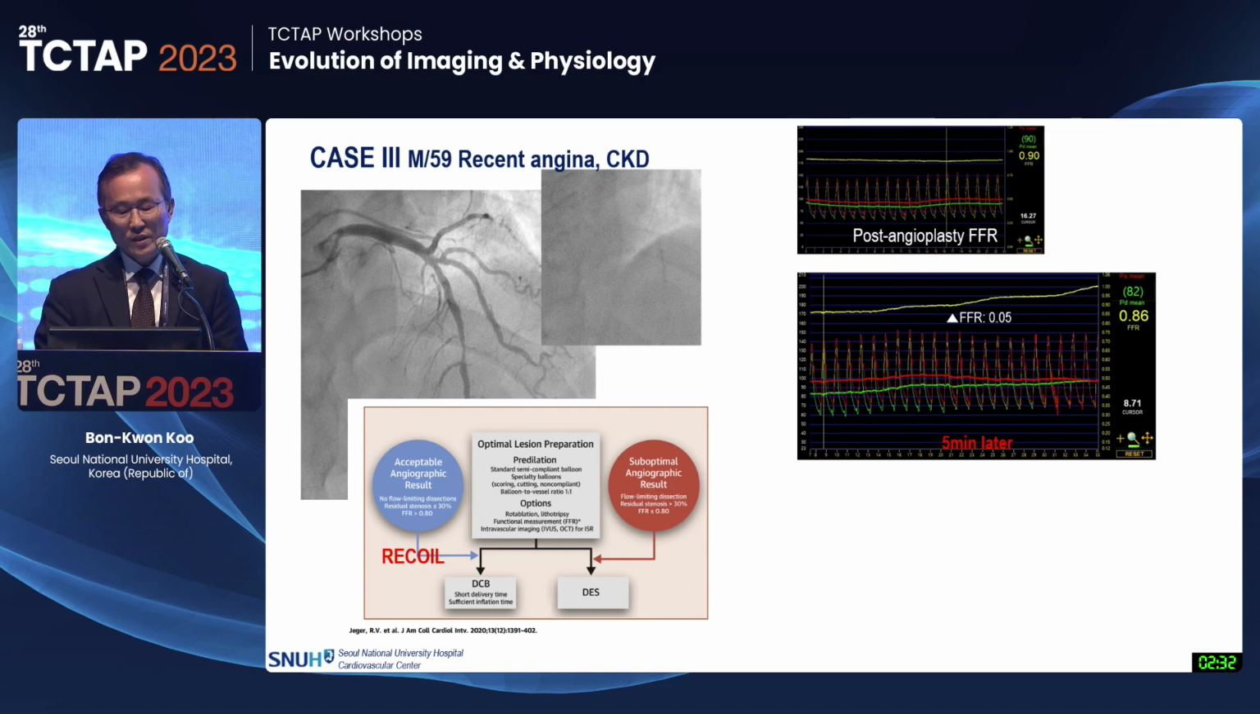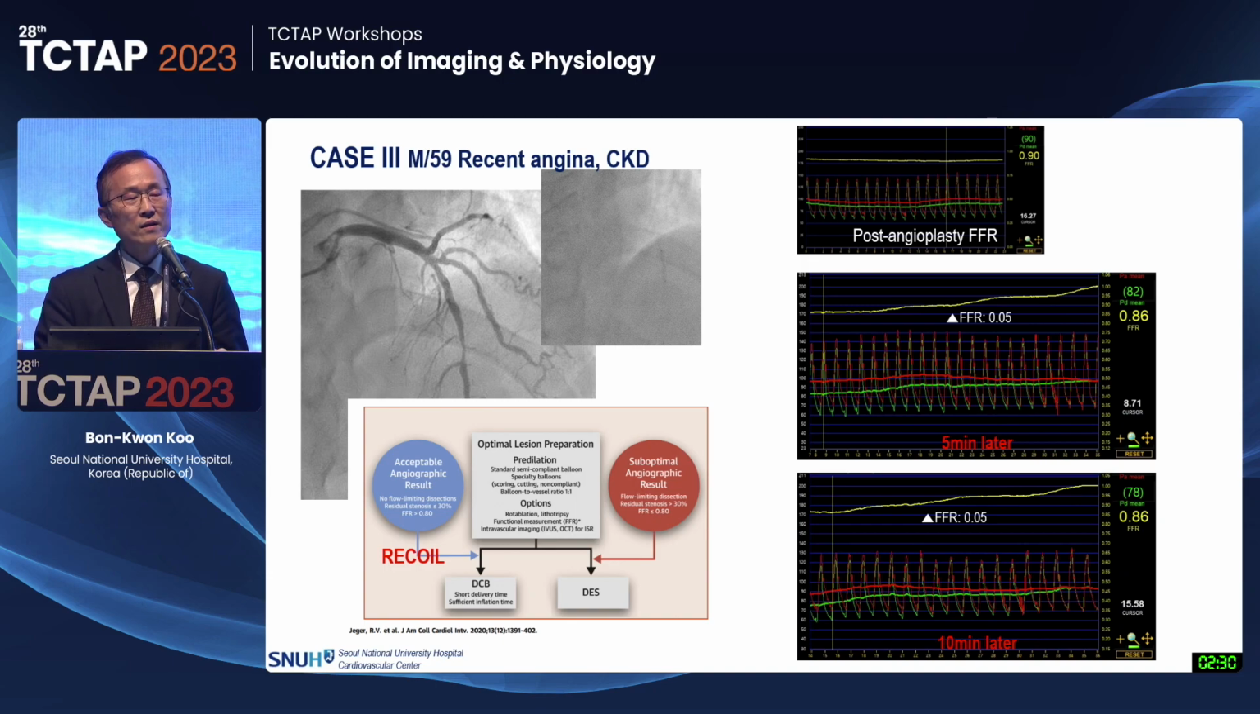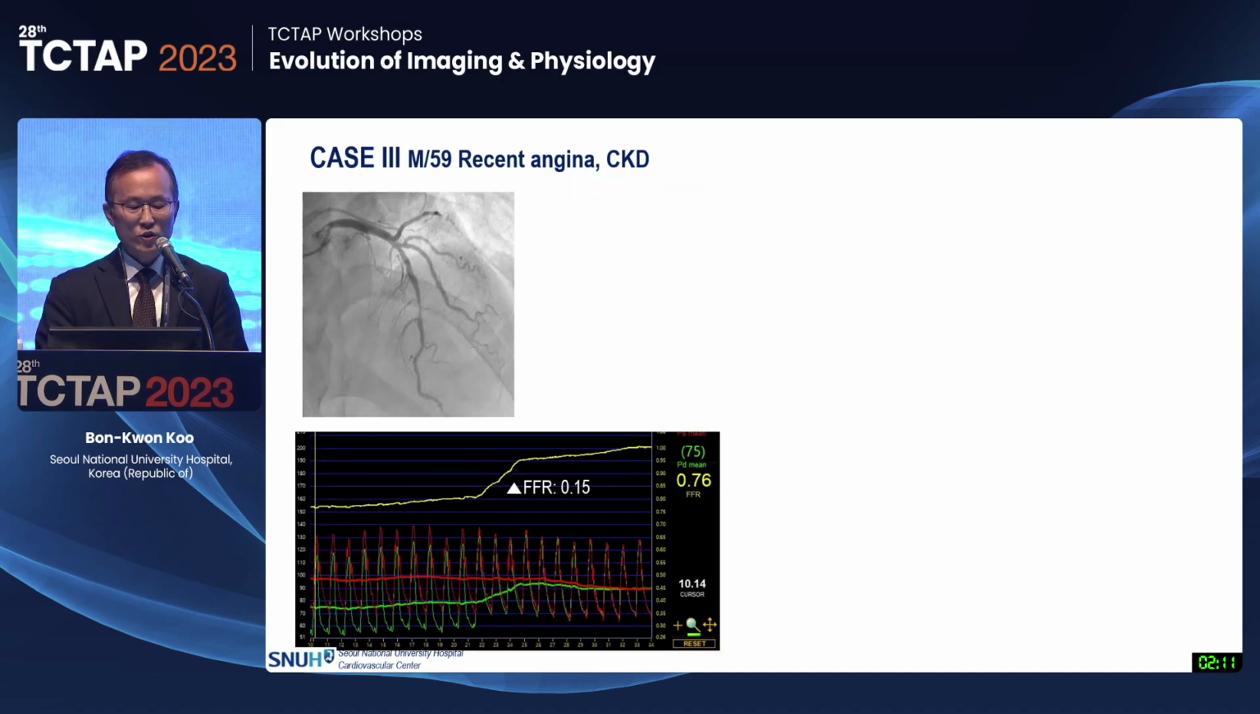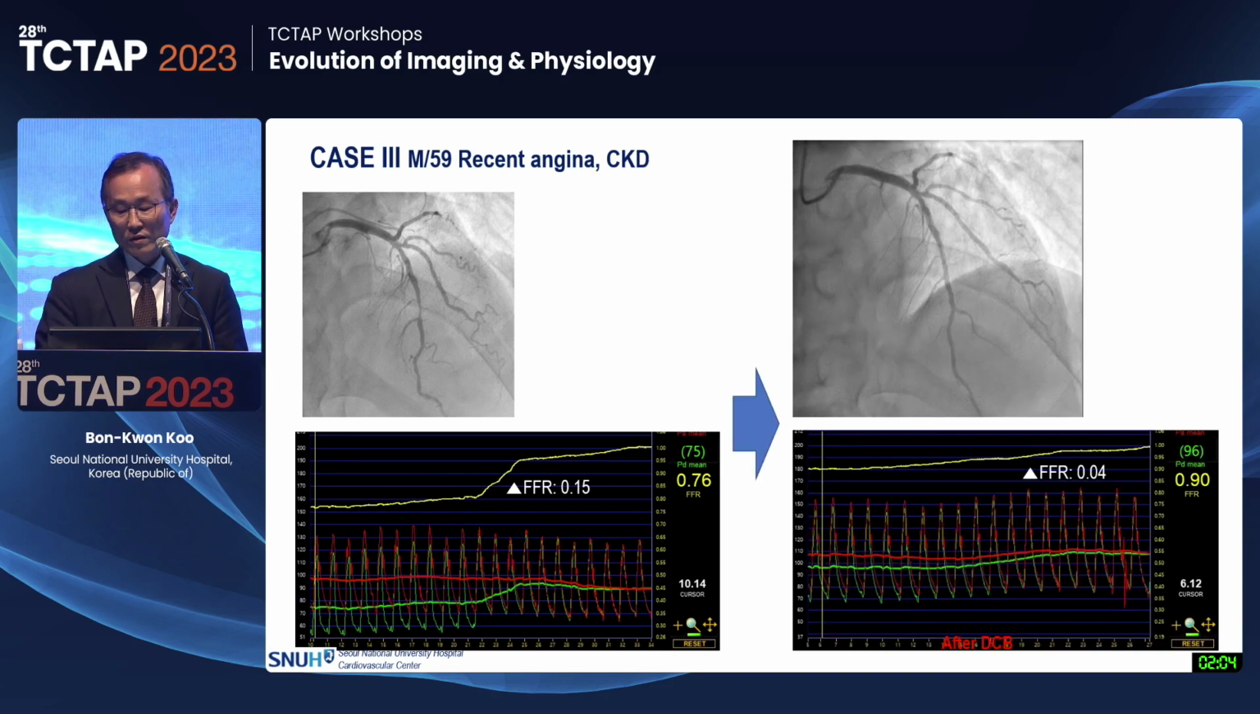So after another 5 minutes, and even without having extra contrast, the FFR 10 minutes later is exactly the same, 0.86, and delta FFR across the lesion is exactly the same. So now I think that I can achieve the anatomically or at least functionally successful DCB angioplasty. So I started with the 0.76 functionally focal lesion, delta FFR 0.15, and now post-DCB, FFR has been increased to 0.9, leaving delta FFR across the lesion 0.04.